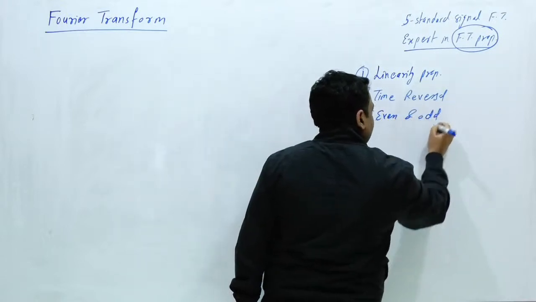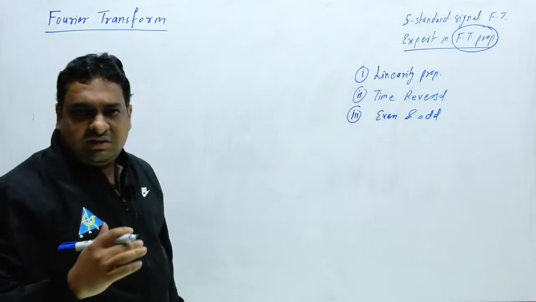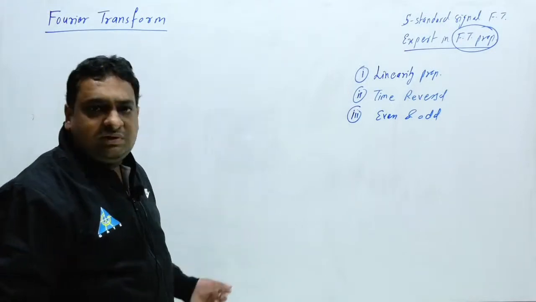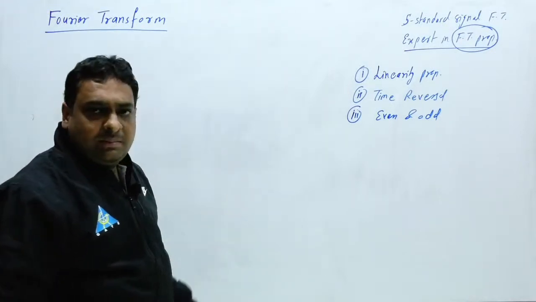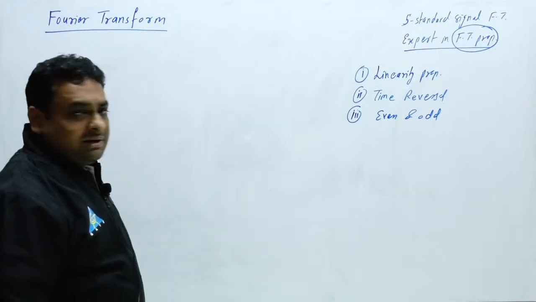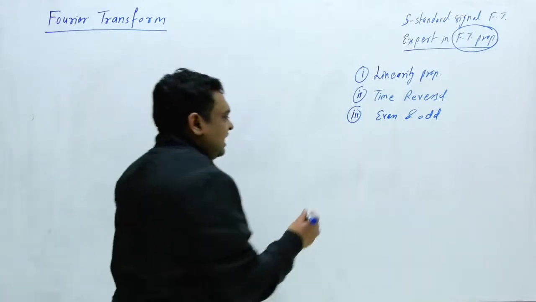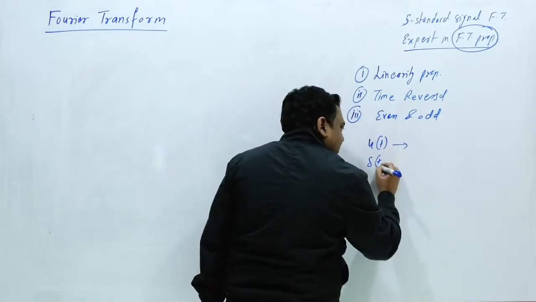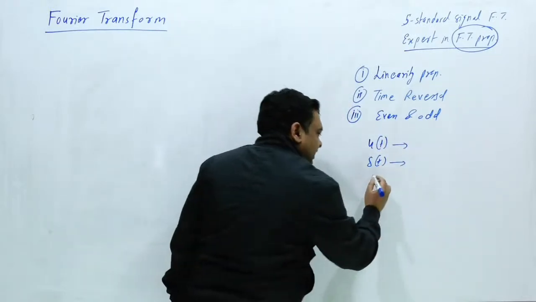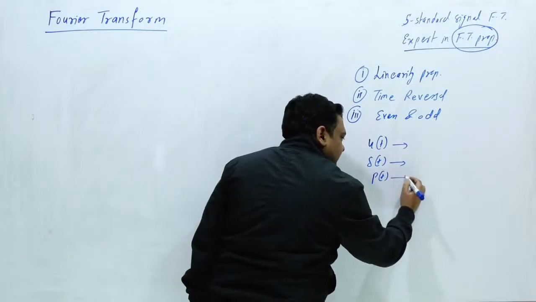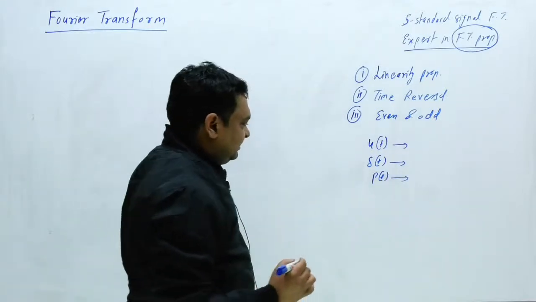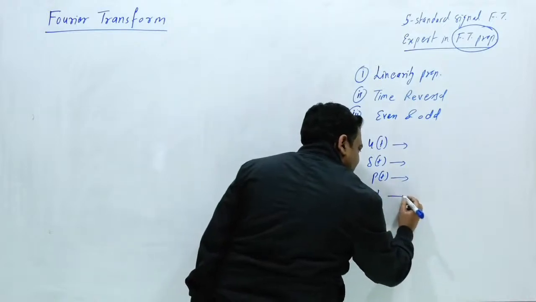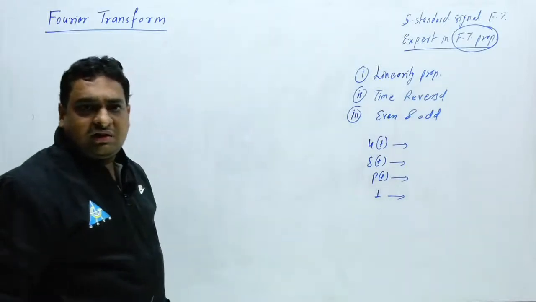If x(t) is real and even, or if x(t) is real and odd, which term will be present and which term will be absent? You are very much comfortable with this. Some standard signals you already know. What is the Fourier transform of u(t)? What is the Fourier transform of delta(t)? What is the Fourier transform of the pulse signal P(t)? What is the Fourier transform of a constant?